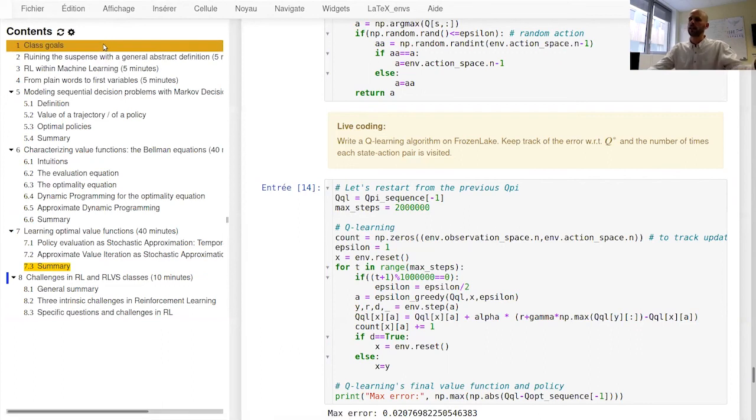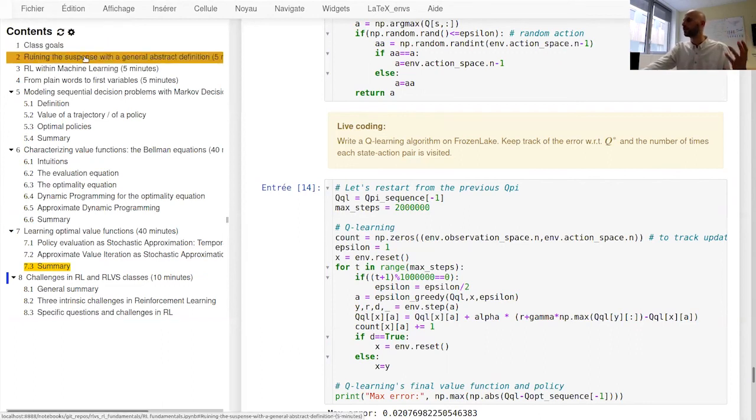So we started by stating the class goals, giving a very general abstract definition of RL, RL being concerned with learning control strategies or control behaviors for discrete time systems. We situated RL within machine learning. We gently and intuitively tried to move from a concrete example towards a general model for describing the problems we want to control. And then we introduced the Markov Decision Processes framework and its key properties, the criteria, the policies.